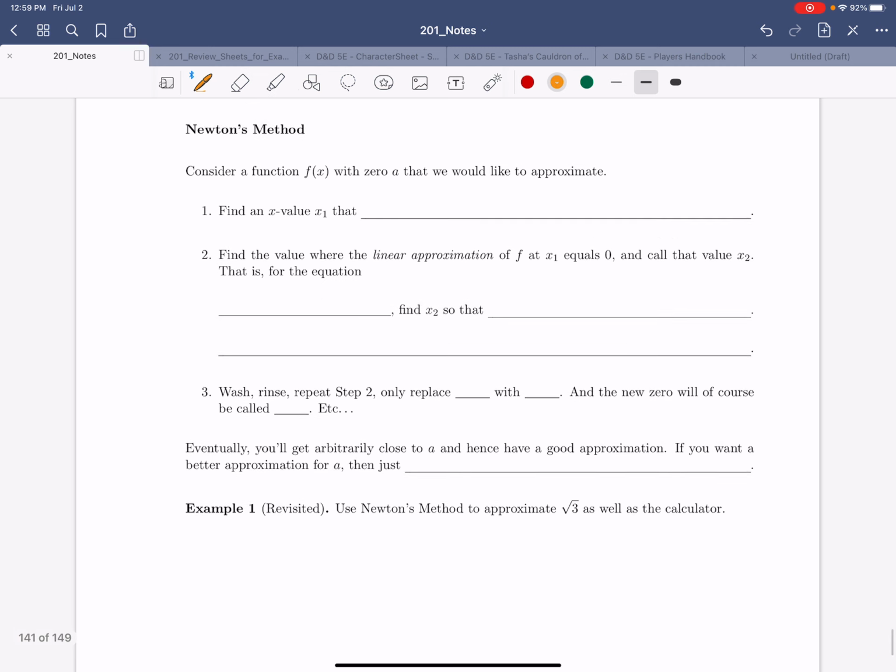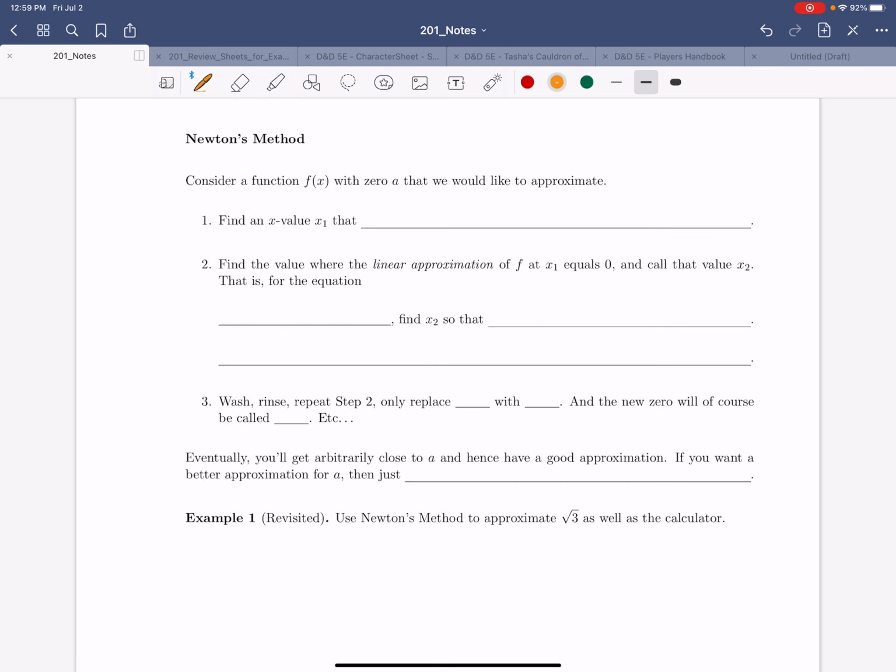Okay, quick little example. Here's Newton's method, which again approximates the zero of a polynomial, right? Those were really nice zeros. What if we didn't have such nice zeros? What if our zeros were irrational? Here's what you do. If you want to estimate a zero a, that's not such a nice value, then find an x value, x1, that is close to a. Ideally as close as possible, and nice, like a whole number or something like that, right?